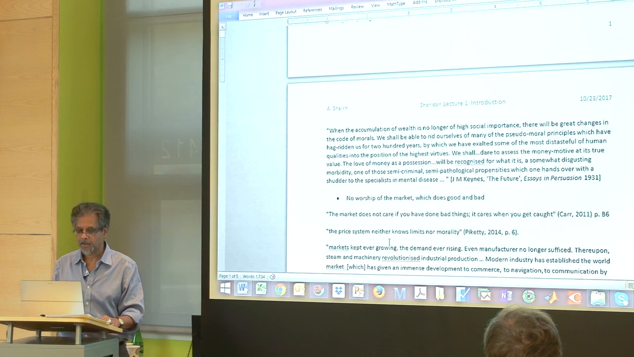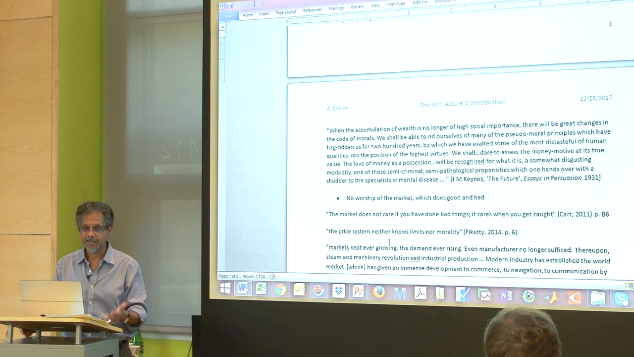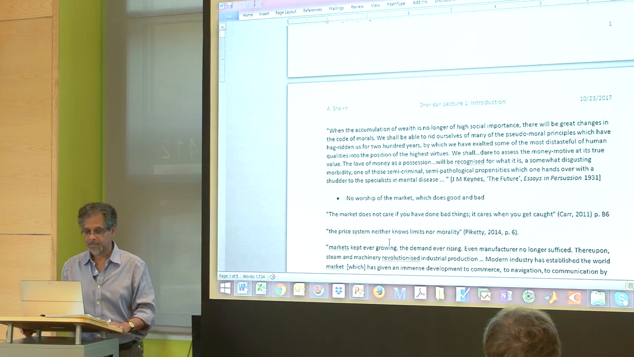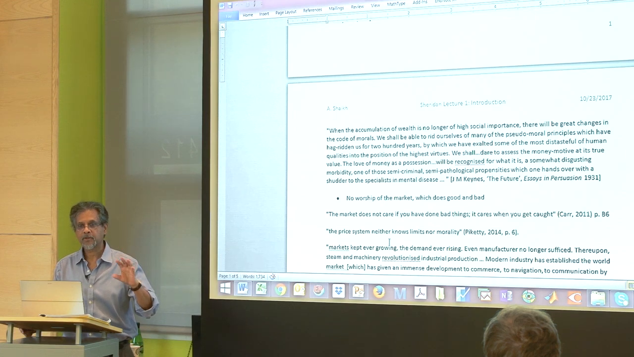This is a quote from Carr, historian. The market does not care if you've done bad things. It only cares when you get caught. And Piketty: the price system neither knows limits nor morality. That's a rational statement, because it's a statement which takes into account the reality of the system. So we have to explain what capitalism does and also what it doesn't do.